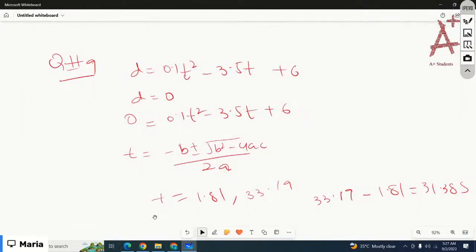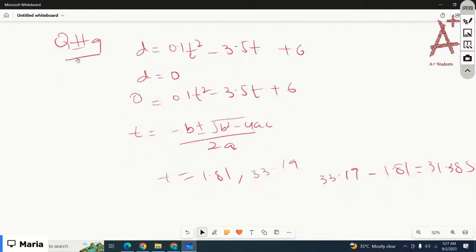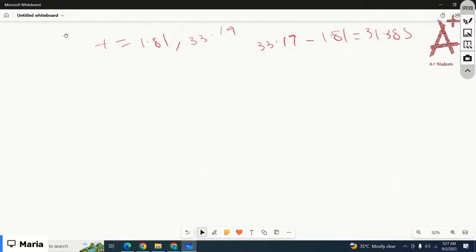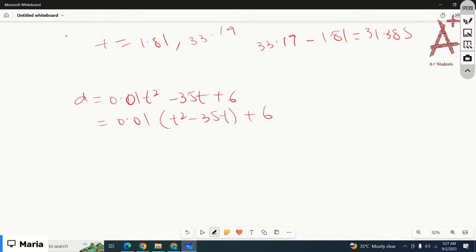You have to evaluate the maximum depth. So for this you have to calculate the vertex. The equation is d equals 0.01 t square minus 3.5 t plus 6, right? So from here you can take common 0.01. You are left with t square minus 35t plus 6. Let's just complete the square, right?